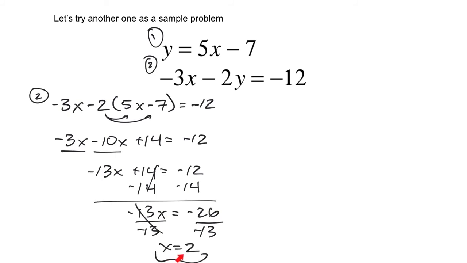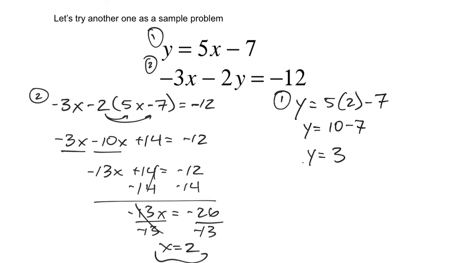So remember, I'm going to take this 2. It's my input. I put it in for x to get my output, y. Equation 1: y equals 5 times positive 2 minus 7, and 5 times 2 is 10. So y equals 3. This is the y coordinate, the output. So the input of 2 and the output of 3 is a solution for both equation 1 and equation 2.